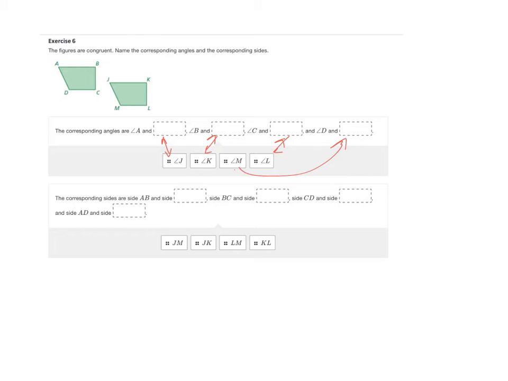The corresponding side lengths, AB corresponds to JK, and BC corresponds to KL, and CD corresponds to LM, and AD corresponds to JM. The only thing that I would suggest is that these line segments have a little line on top of them.